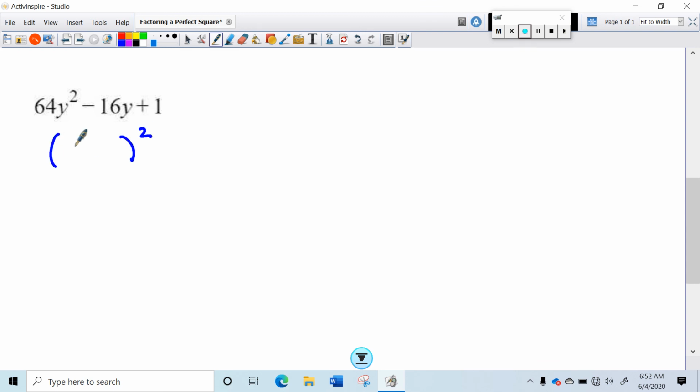Parentheses squared. Square root of 64 is 8, and then I have a y. Bring down the minus sign. Square root of 1 is 1. 8 times 1 is 8, 8 times 2 is 16. 16y is in the middle.